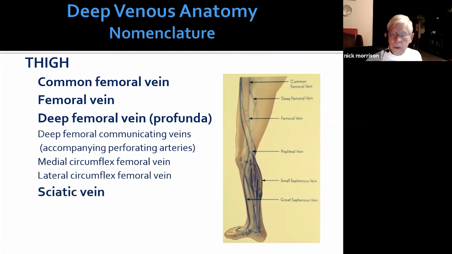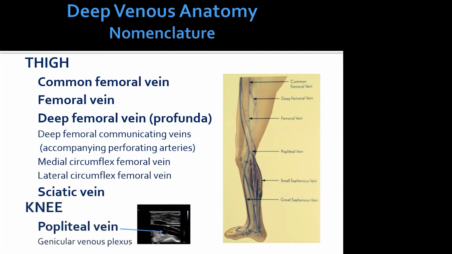Sciatic vein is a vein that should have regressed, but sometimes it remains. And if it's involved with reflux or varicosities, it can produce pain very similar to sciatica, although it's usually pressure related. And then at the knee, there's the popliteal vein.